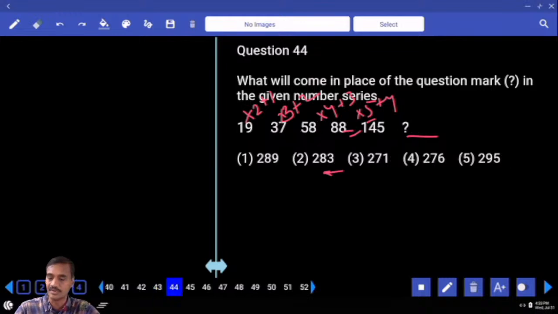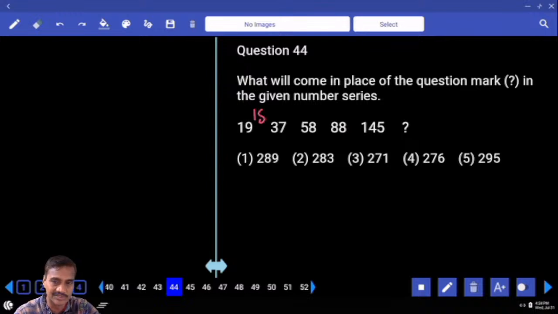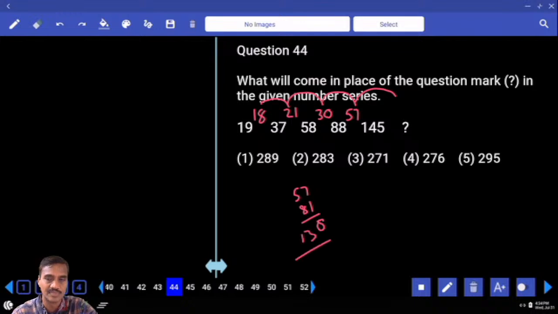14, 39, choice 2, 43. Then 44. Now 44, 19. 19 plus 18, 37. And 37 and 58. Now this is 21. And 58 and 88. Now this is 30. And here 88 and 145. Now 12 plus 45, 57. 18 and 21, 3. 21, 9. Next 27. 3, 9, 27. Next 81. Now 57 plus 81. How much is that? 138. 138 added to this one. Last number must be 3, choice 2.